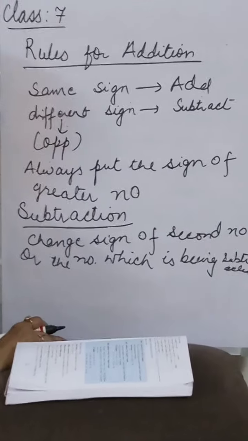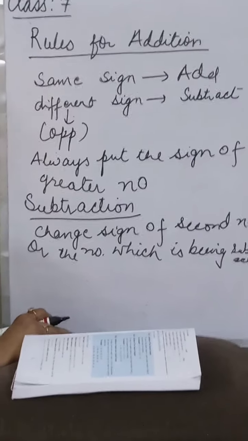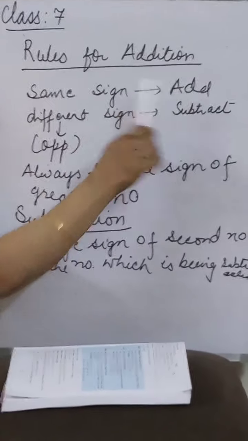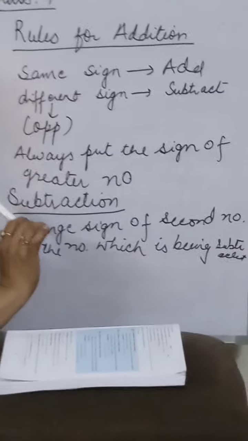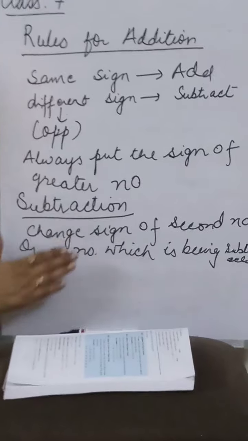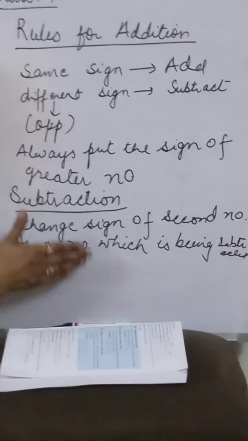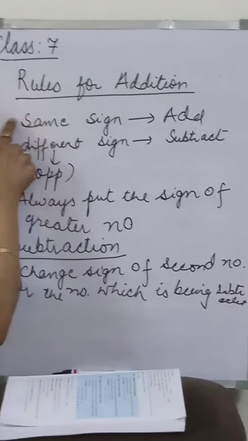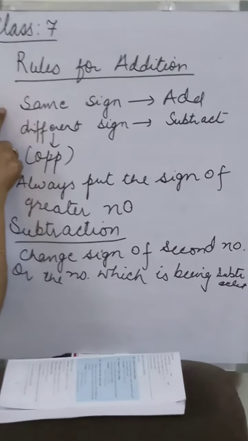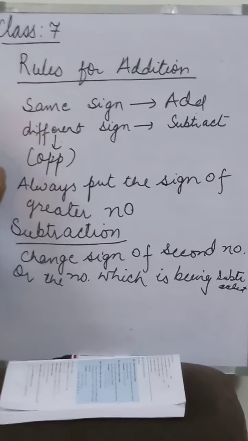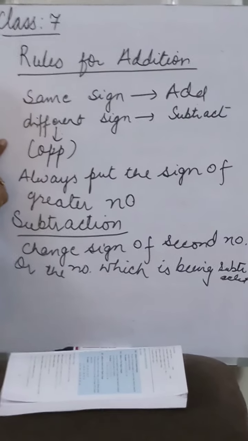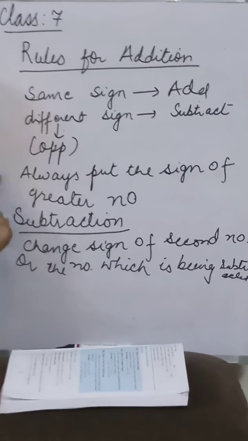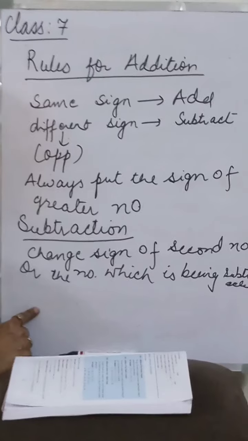We'll discuss more when we solve the exercise. So these are the rules to be remembered. While addition, same sign to be added, different sign to be subtracted, we always put the sign of the greater number. In subtraction, firstly we change the sign of the second number or the number which is being subtracted. Then we follow these two rules. If both numbers have the same sign, we will add, and if both numbers have a different sign, we will subtract, and then we always put the sign of the greater number in subtraction also.